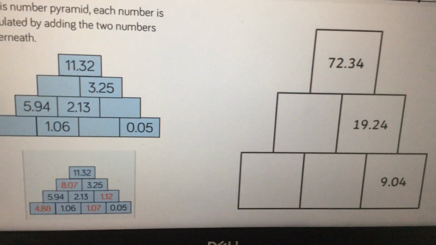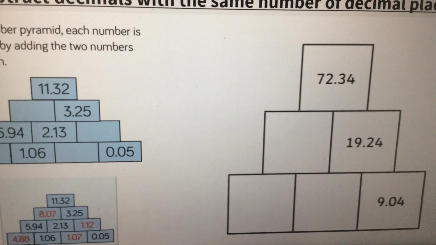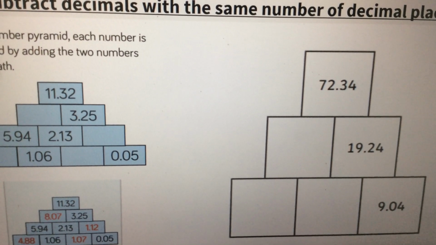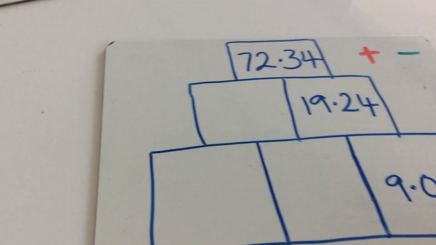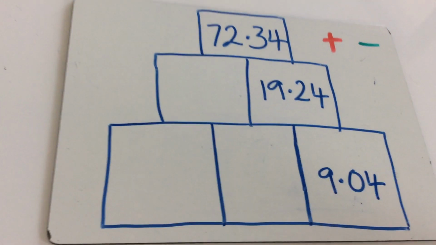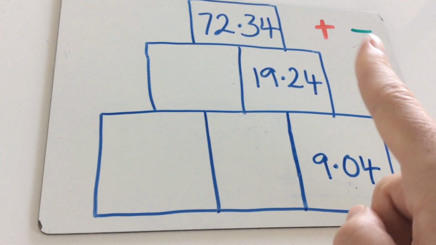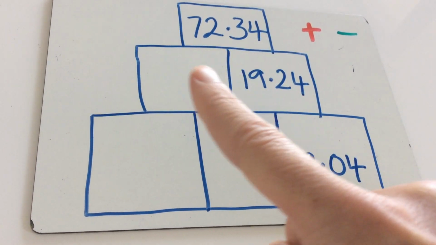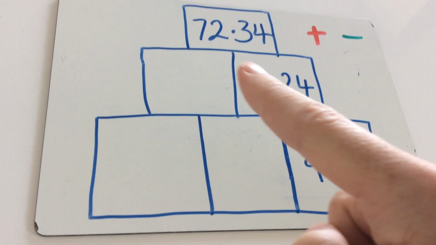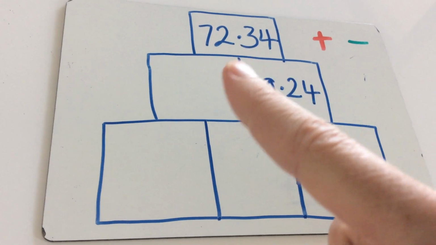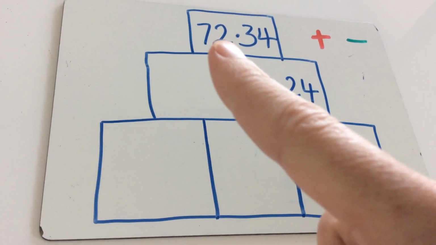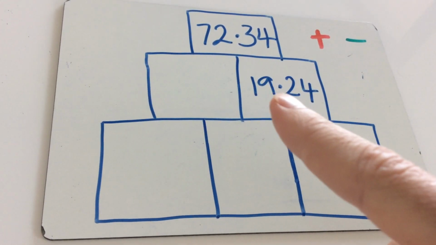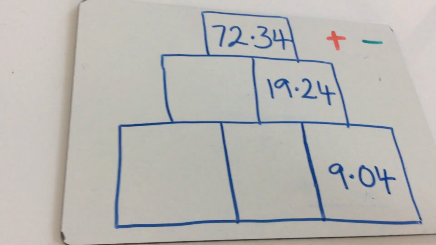So let's have a go at this example here. We've got some numbers which we know, but we've got to work out those three missing numbers. So let's have a quick look here. So I'm going to need to use maybe some adding, but definitely some subtracting. So first one is these two squares here added together will give me 72.34. So I'm going to need to do a subtraction. So 72.34 take away 19.24 will give me this answer here.